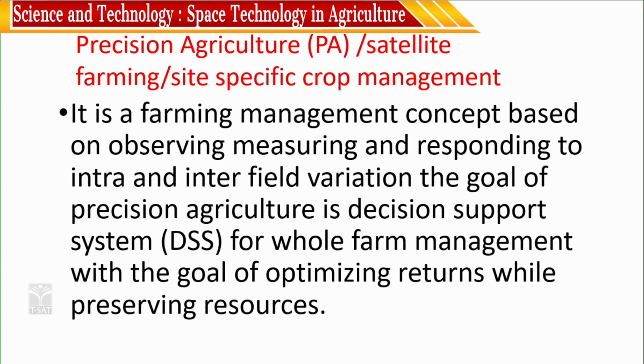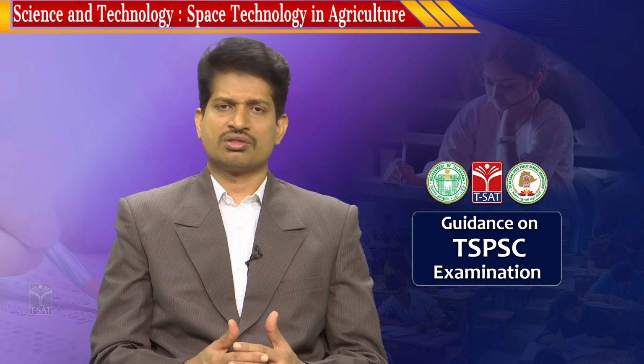It is a decision support system for whole farm management, with the goal of optimizing returns while preserving resources, which is the main aim of precision agriculture. Whole farm management is not just suggesting to the farmer when to sow the seeds, but also what kind of fertilizers, what kind of pesticides, when to harvest, when to market, when to transport. This is a whole decision support system.